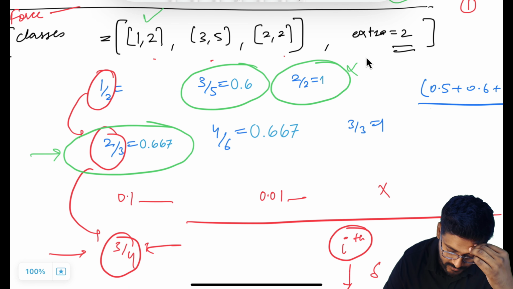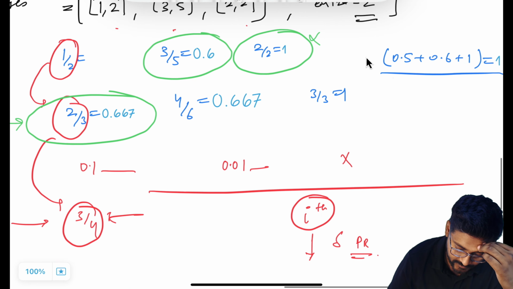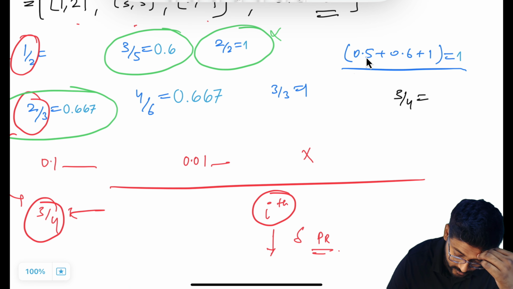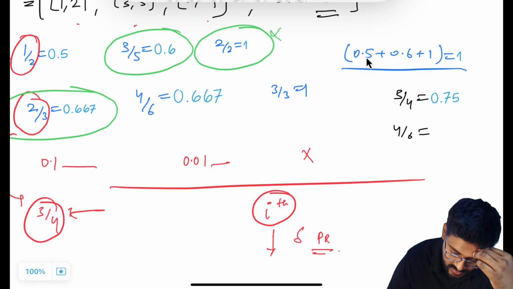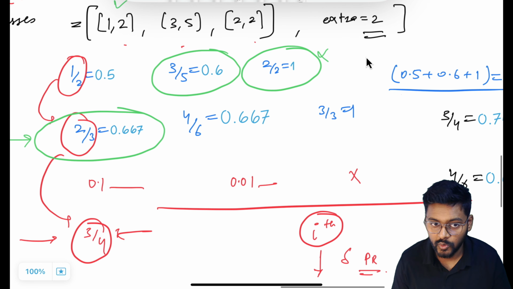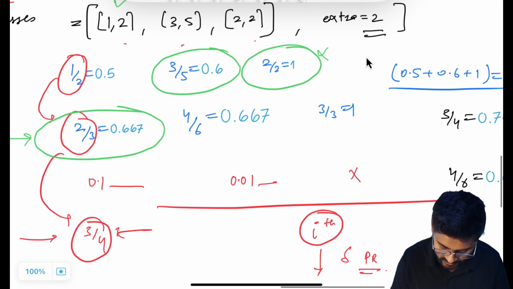I have to check from this and this. This is 2 by 3, this is 3 by 5. If I add the second student in the first class, it will become 3 by 4, which is equal to 0.75. And if I add in the second class, it will become 4 by 6, which is 2 by 3, that we already know. So if I assign one more student in these classes, my classes have reached this state.